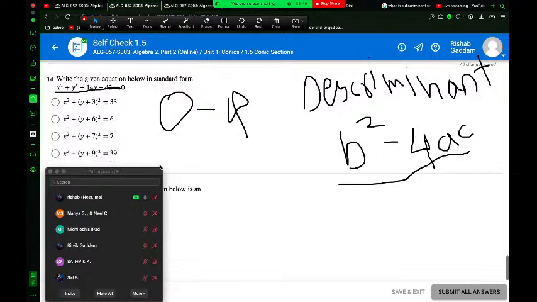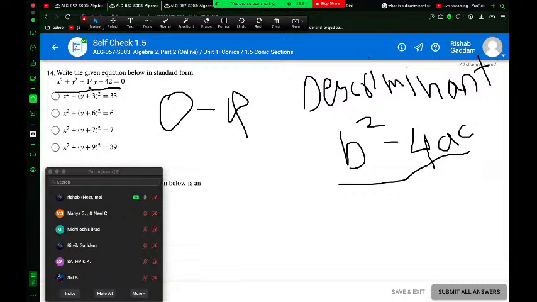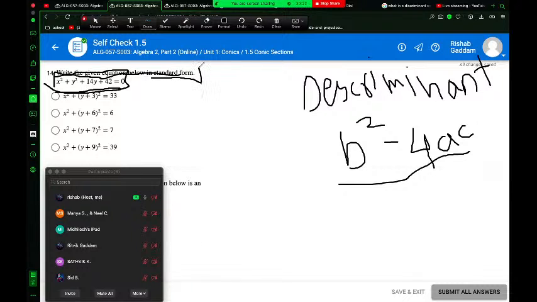Okay, so we're gonna move on. I'm also just gonna do this one real quick, just to show you how it's done, but we're not gonna be doing this. So write the given equation below in standard form. So the equation is this. And so what we have to do is write it in standard form, as it says right here.